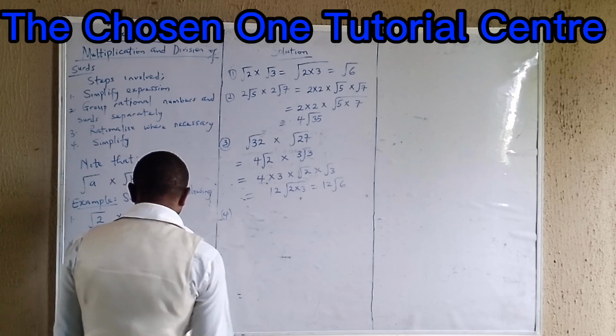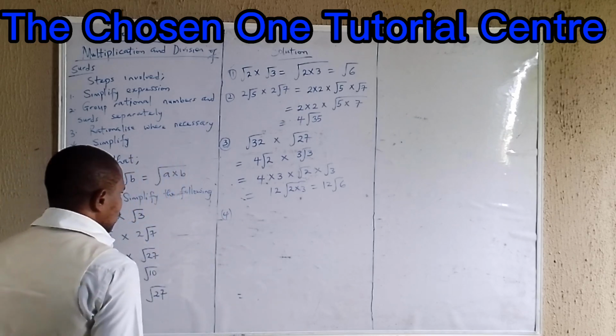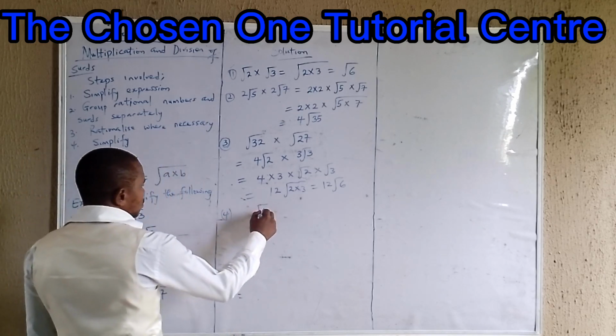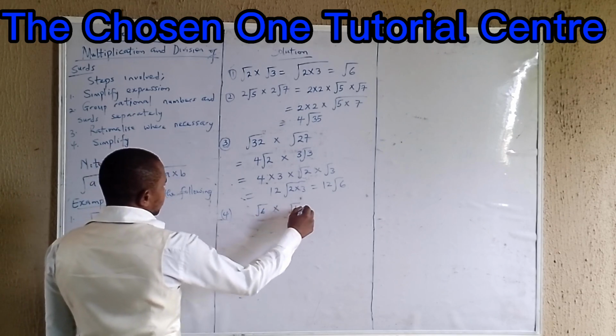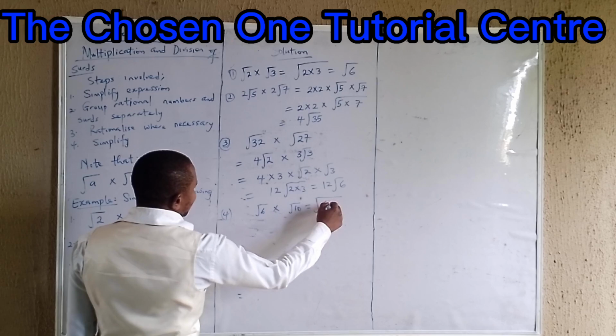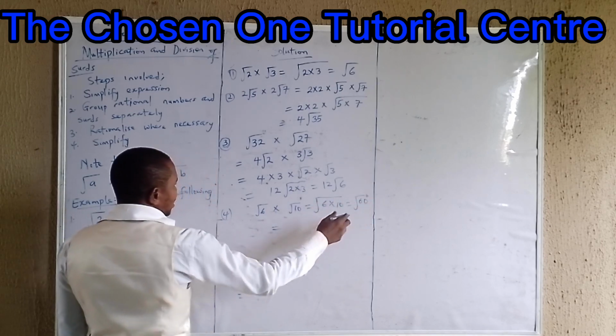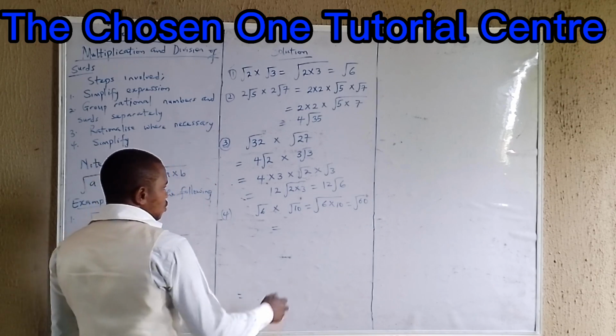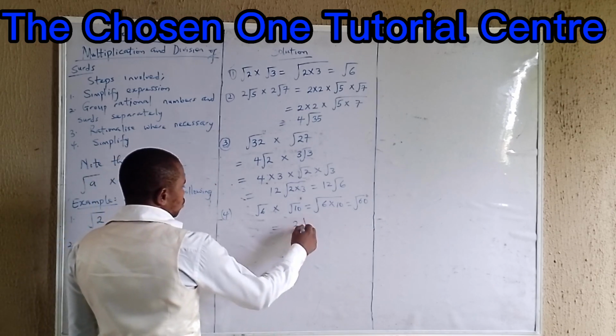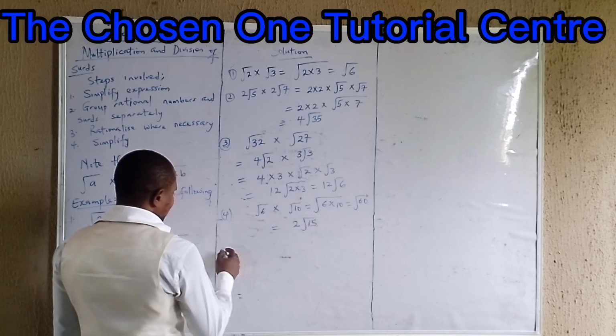Then number 4, we have root 6 times root 10. This will give us root 6 times 10, which will give us root 60. And we can express this in a basic form. We are going to have 2 root 15 as our answer.